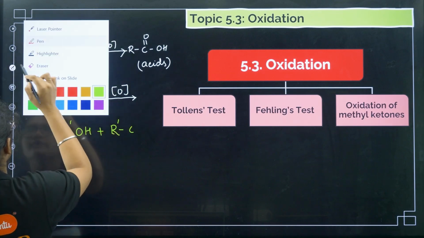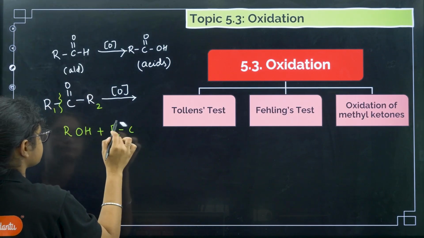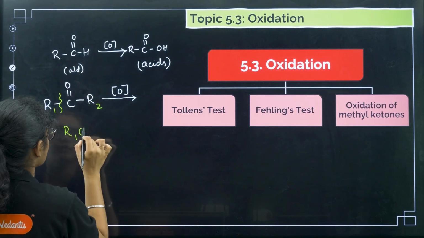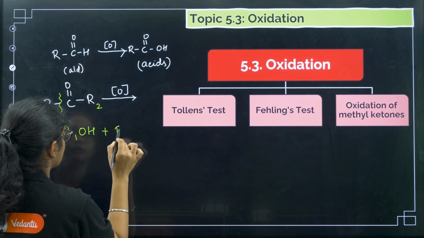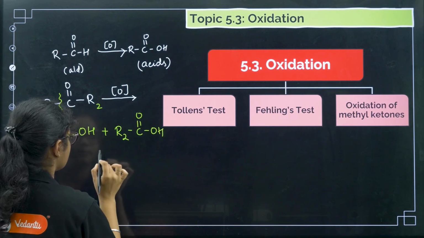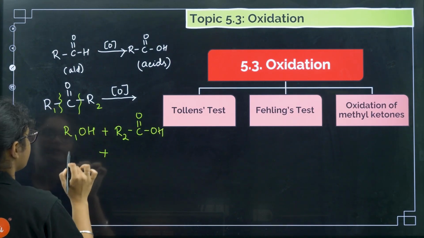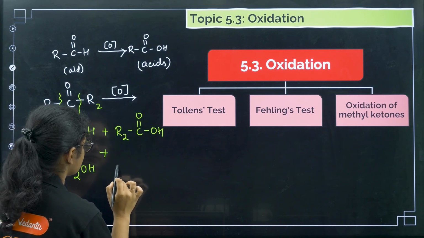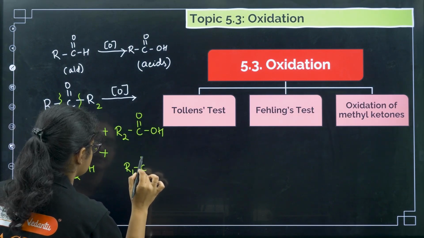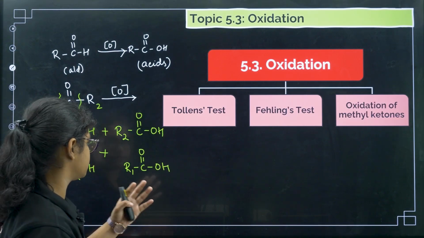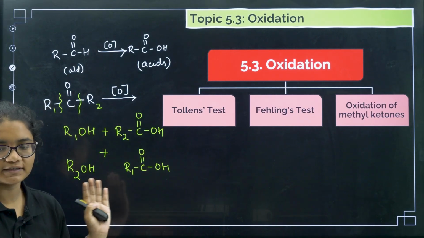Okay, so we can get here R1OH plus R2COH, this is possible, plus this bond can break here to give you R2OH plus R1COOH. Okay, so when ketones undergo oxidation, different types of products are formed.